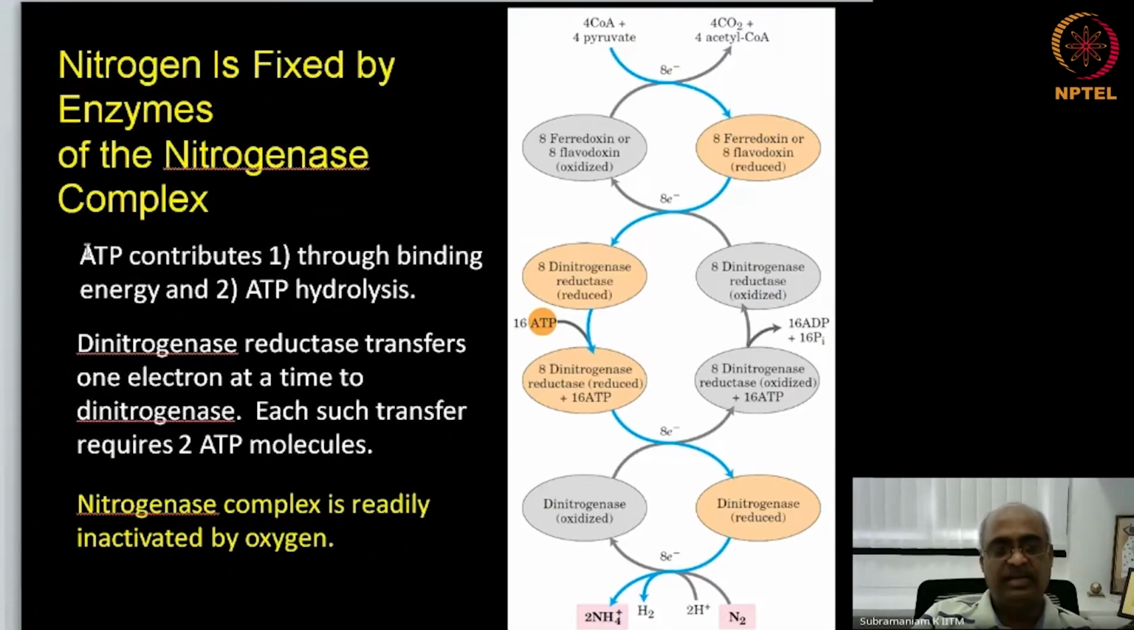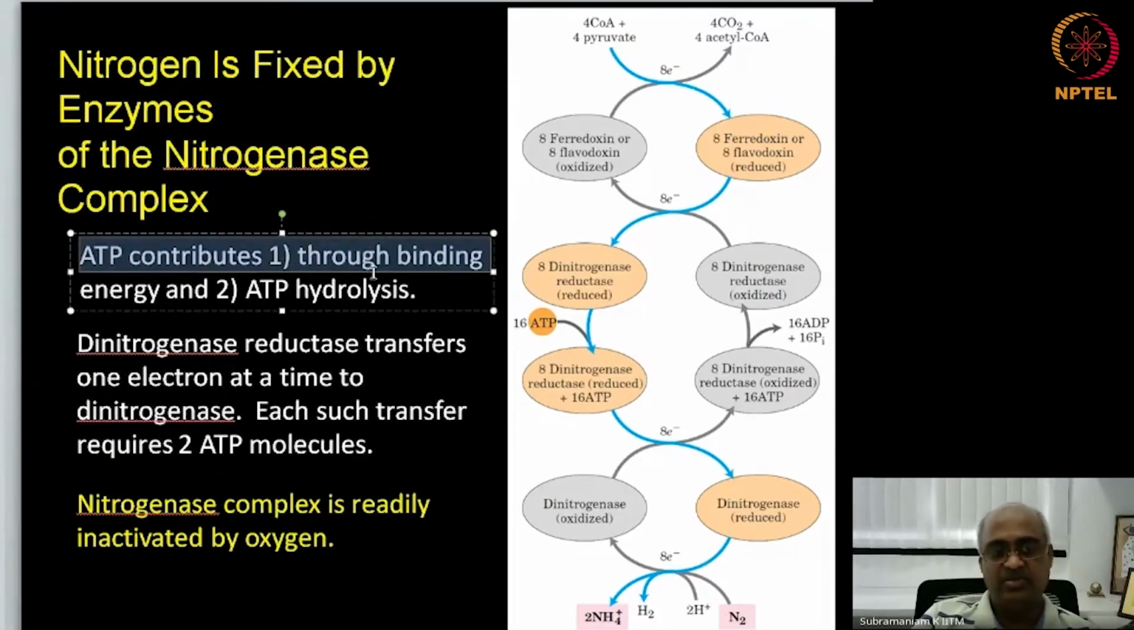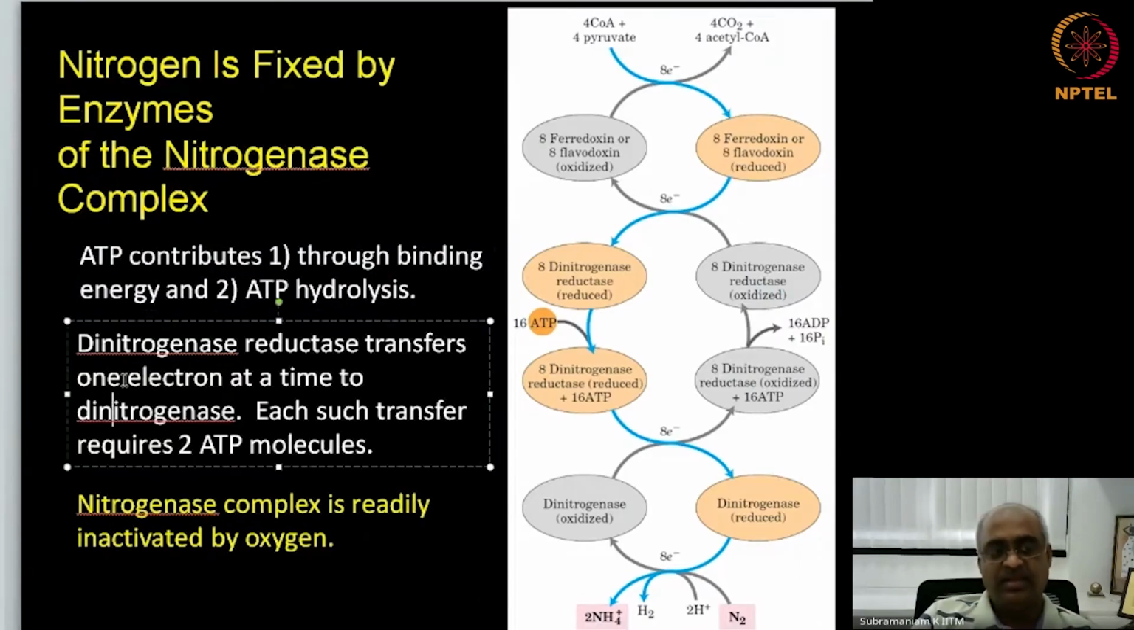So this I have already highlighted. ATP contributes through both binding energy and ATP hydrolysis. And dinitrogenase reductase, this again we have already covered.